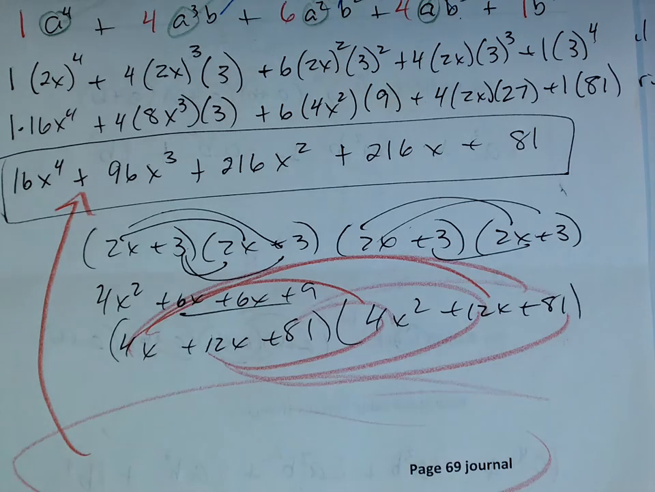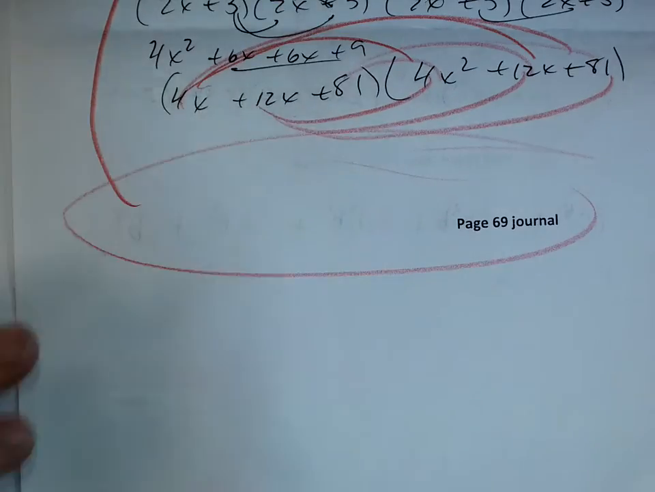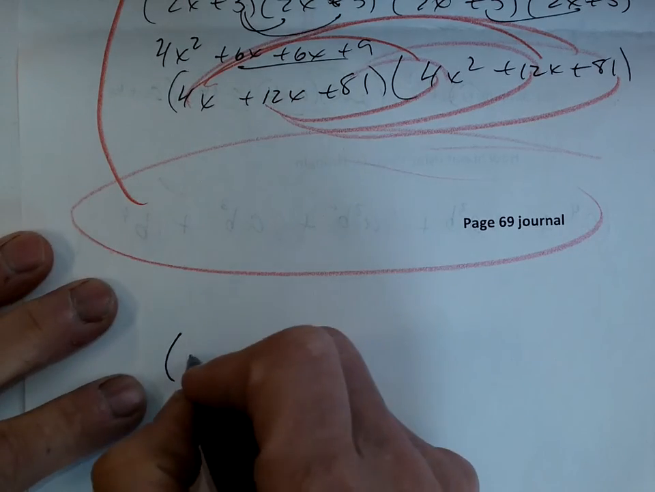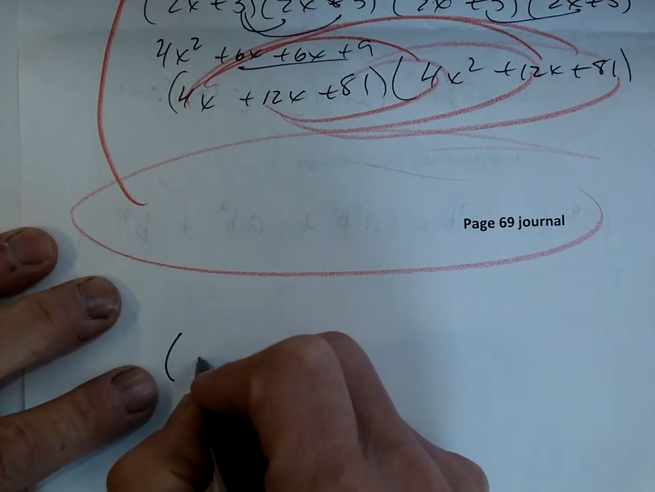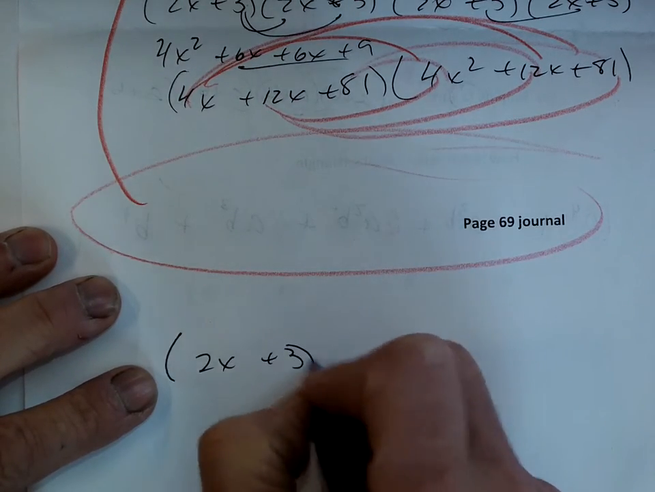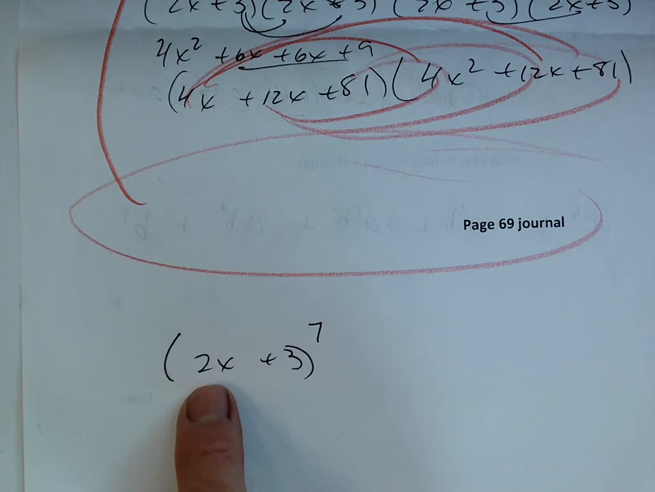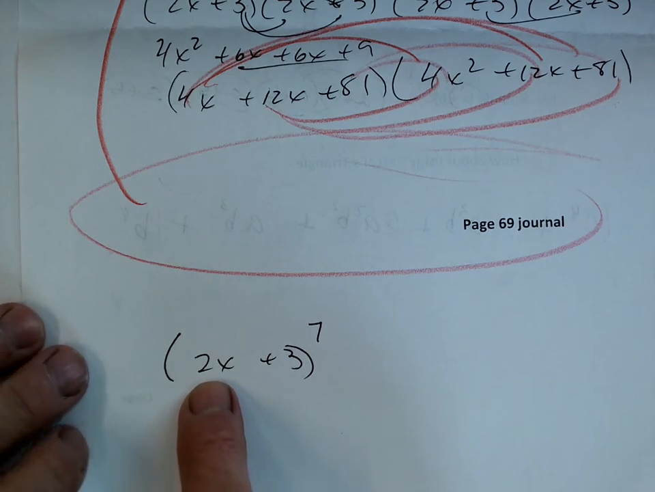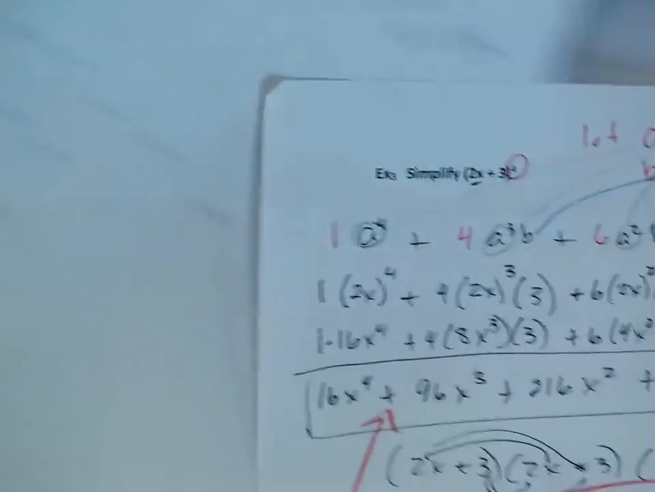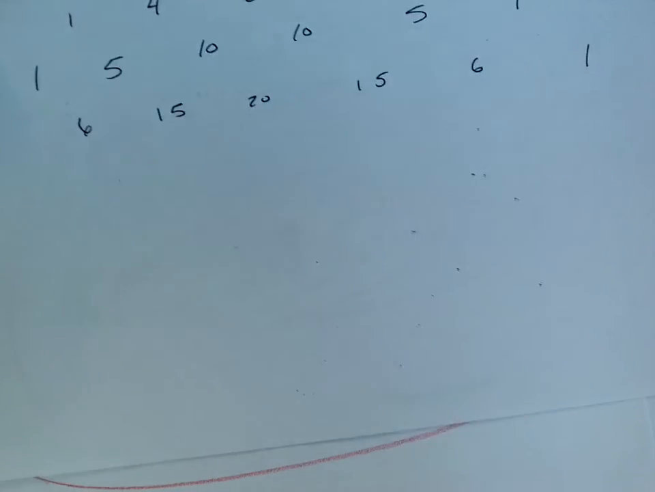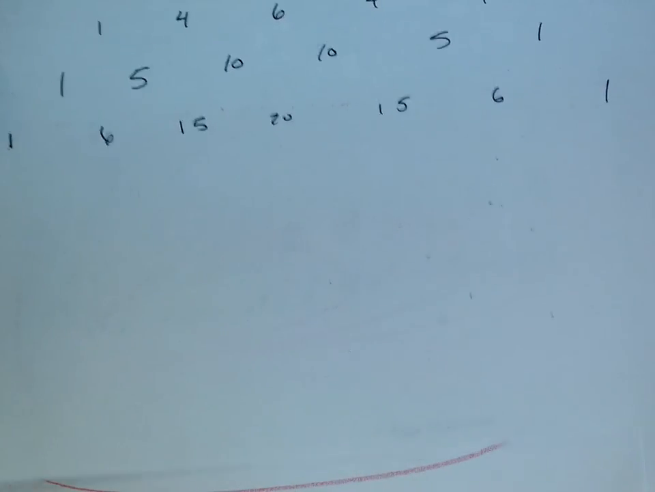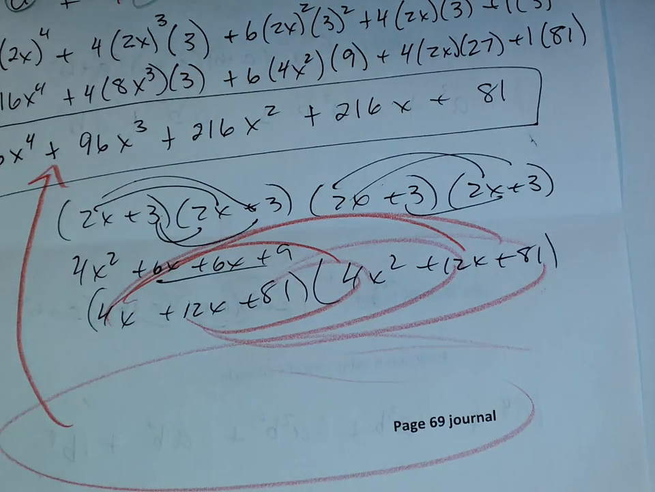Now, where does it really pay off? Whew! What if I had something like this? What if I had 2x plus 3 to the 7th power? Ugh! Do you really want to write this 7 times and multiply it out? Heck no! I would use the 7th row of Pascal's triangle and use my a's and b's first. Okay? How's that? Much easier. You guys agree? Much faster. So, let me go ahead and stop my recording.